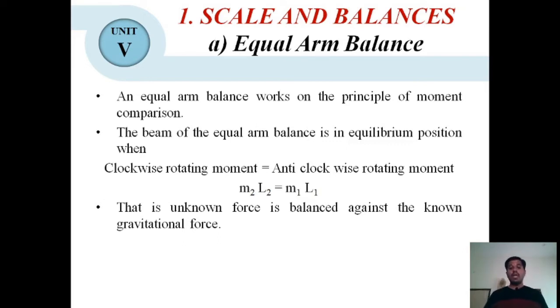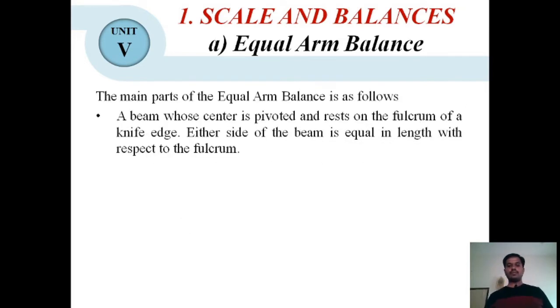M1, L1, L2 are our known values for the measurement of force. The only unknown value is our mass, which is M2. So that is, unknown force is balanced against the known gravitational force. This unknown force, which is the value M2, is balanced against the known gravitational force.